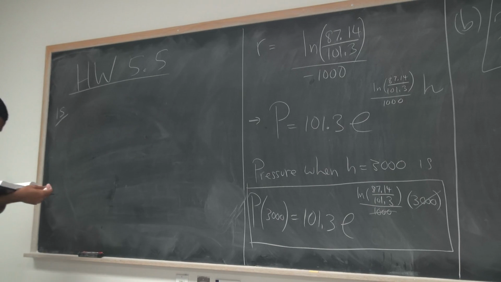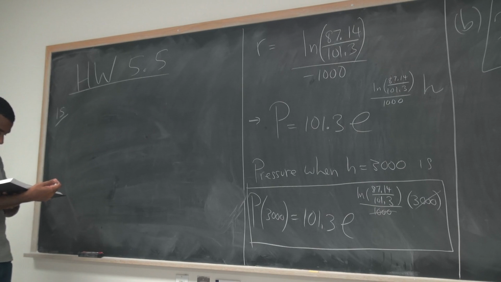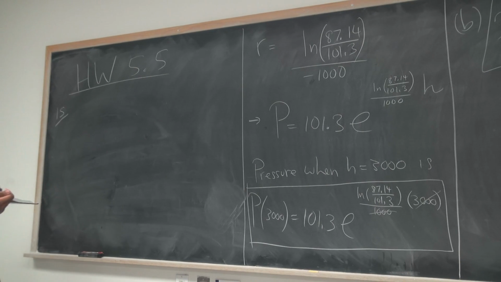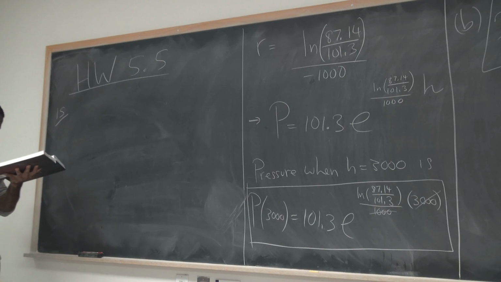Okay, so it says, when a cold drink is taken from a refrigerator, its temperature is 5 degrees Celsius. After 25 minutes, in a 20 degrees Celsius room, its temperature increased to 10 degrees Celsius. What is the temperature of the drink after 50 minutes? And when will the temperature be 15?